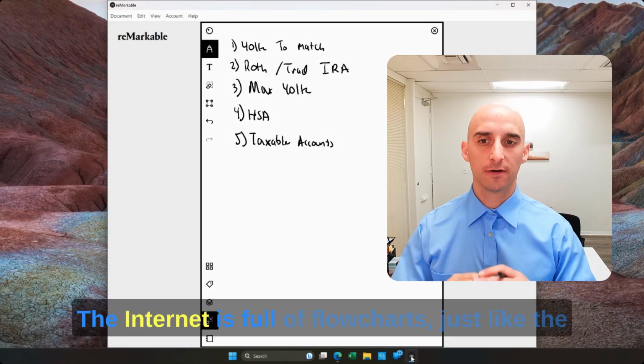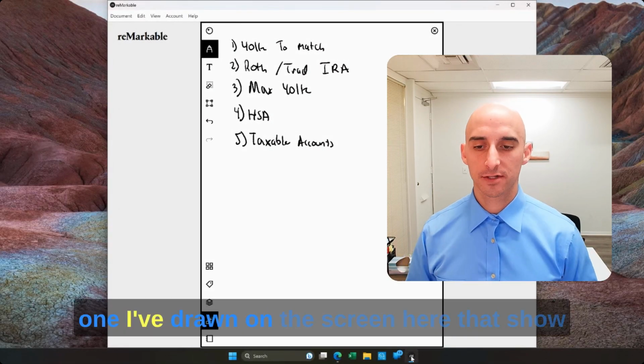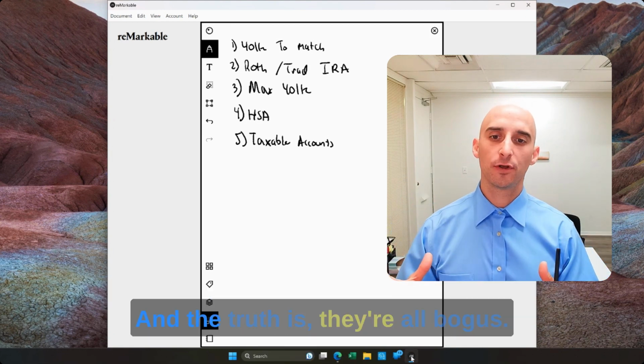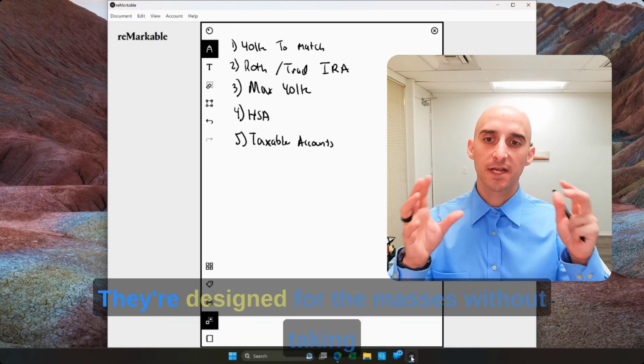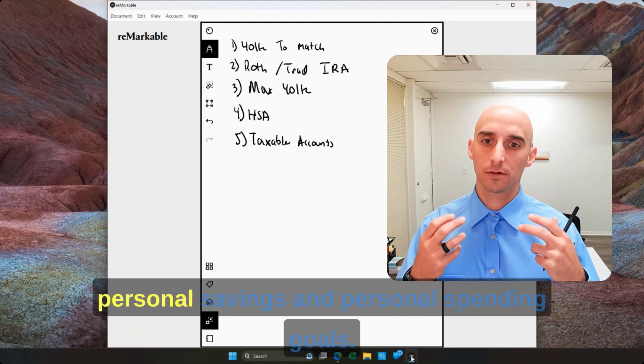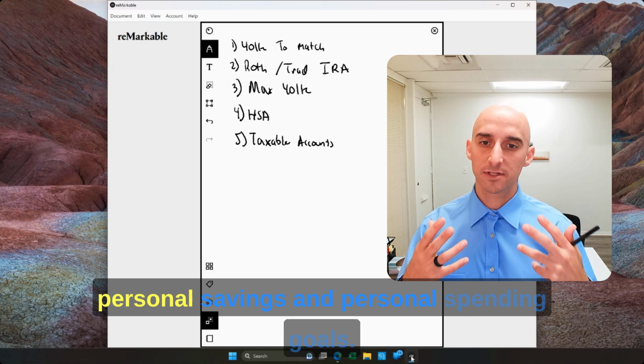The internet is full of flowcharts, just like the one I've drawn on the screen here, that show the perfect way to fund your retirement accounts. And the truth is, they're all bogus. They're designed for the masses without taking into account any of the individuality of your personal savings and personal spending goals.